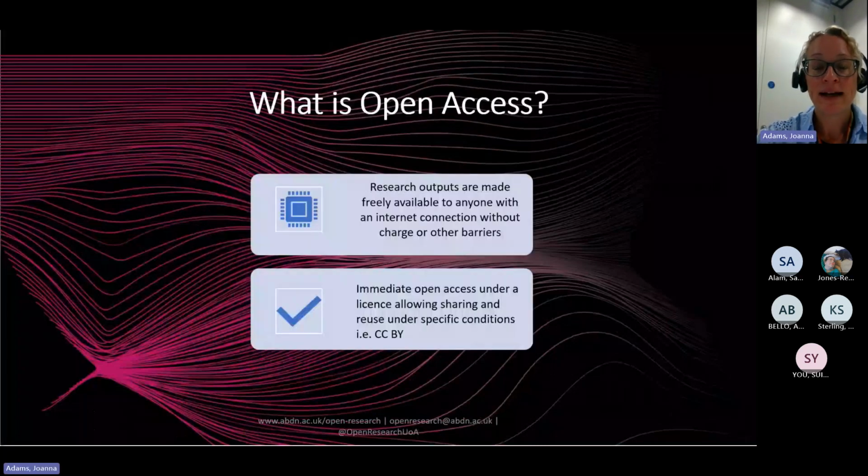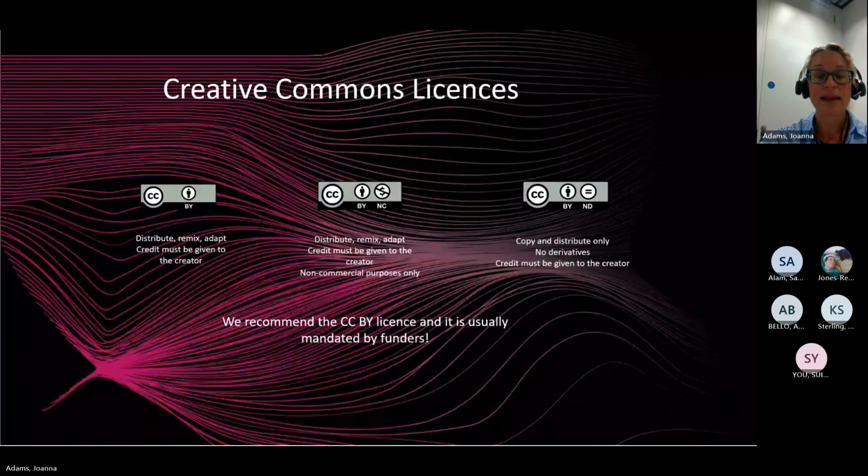So open access is just the research output is made freely available to anyone with an internet connection without charge or any other barriers. And that should be immediately open access on publication under a license that allows sharing and reuse under specific conditions. For example, the Creative Commons CC BY license.